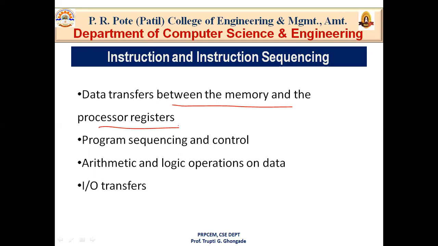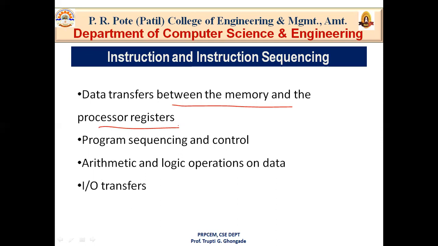Okay, so what are the registers basically? The processor contains, as I already discussed, memory address register, memory data register, instruction register, program counter, and some general purpose registers. So these registers are basically used to transfer the data between memory and processor.